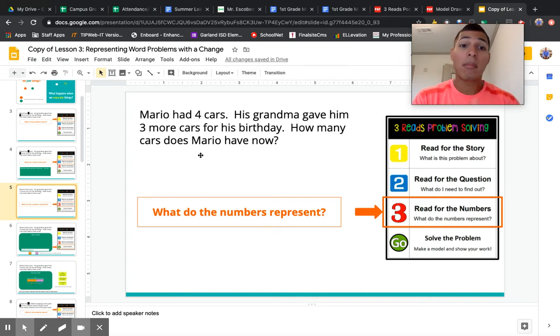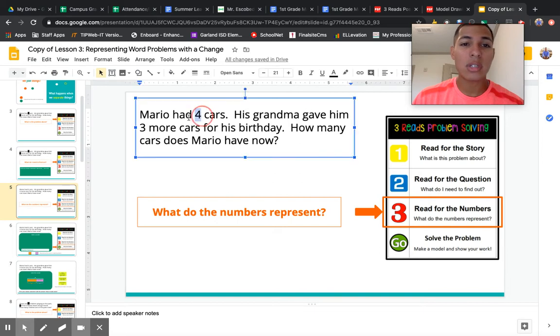Okay. Mario had 4 cars. His grandma gave him 3 more cars for his birthday. How many cars does Mario have now? What do these numbers represent? What does this 4 and this 3 represent in our word problem? I'm going to give you a second to think about this before I tell you.